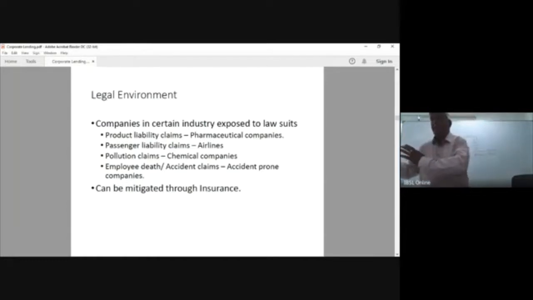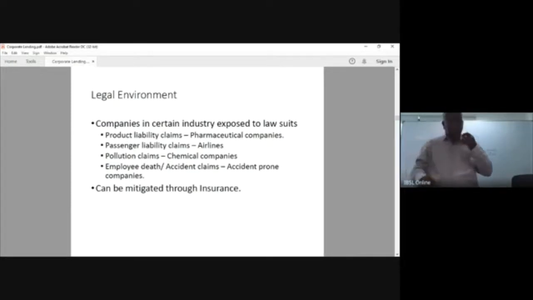When you are doing evaluation, you must look at these things in the legal environment, whether your corporate customer may be affected by them. The only thing is that it can be mitigated through insurance. They can obtain insurance against these accidents, chemical claims, and lawsuits. They can cover it. You have to think about that as a credit officer, in the legal environment. So we have completed the environment.